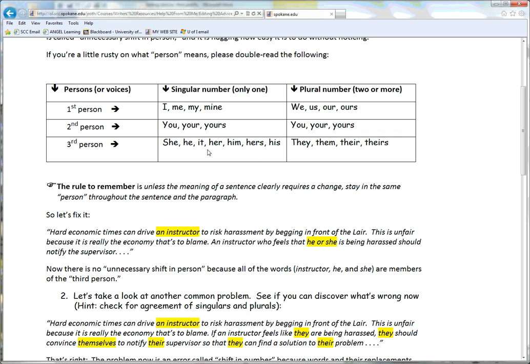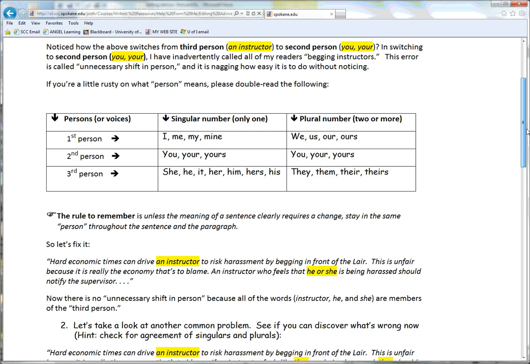And the problem really comes in where we don't have any singular pronoun to replace male or female. In other words, we have to choose either female or male. We don't have a word that can stand in for both, and that's where we get into some problems. So let's take a look, though.